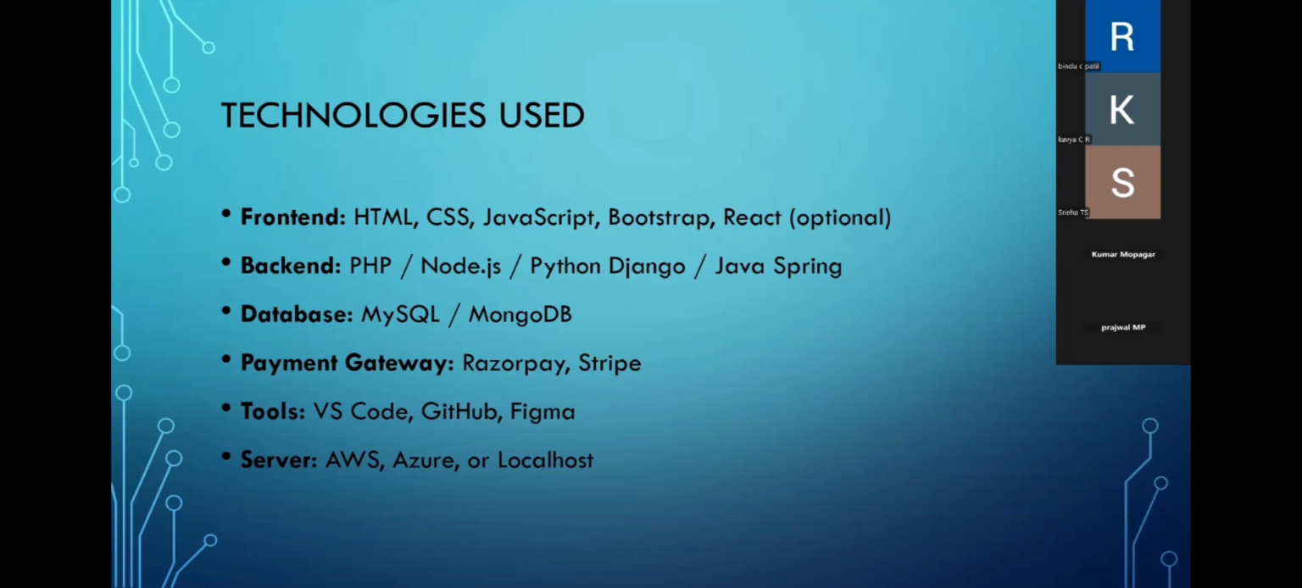The development tools used are VS Code, GitHub, and Figma, which help in coding, version control, and designing UI. Finally, the website is hosted on a server like AWS, Azure, or localhost for deployment. Next slide.